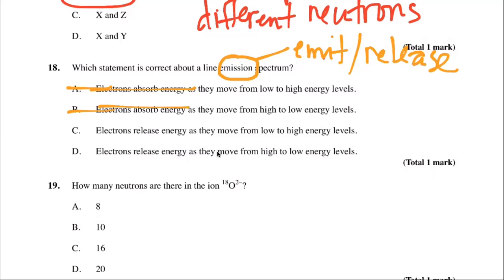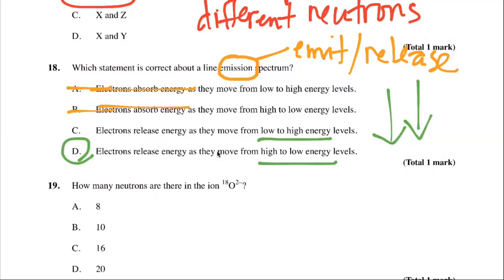So then from C and D, the other part that's different is that this one says they move low to high, and this one says they move high to low. So which one would be correct for emission? High to low. High to low is correct because remember, those are the ones where the arrows point downward and they're emitting the energy as they fall back down. They're releasing it. In an absorption spectrum, they'd be going up and absorbing energy. So again, it's about knowing that the term emission corresponds to them going from high to low. They're falling back down, and that corresponds to releasing energy or emitting it.